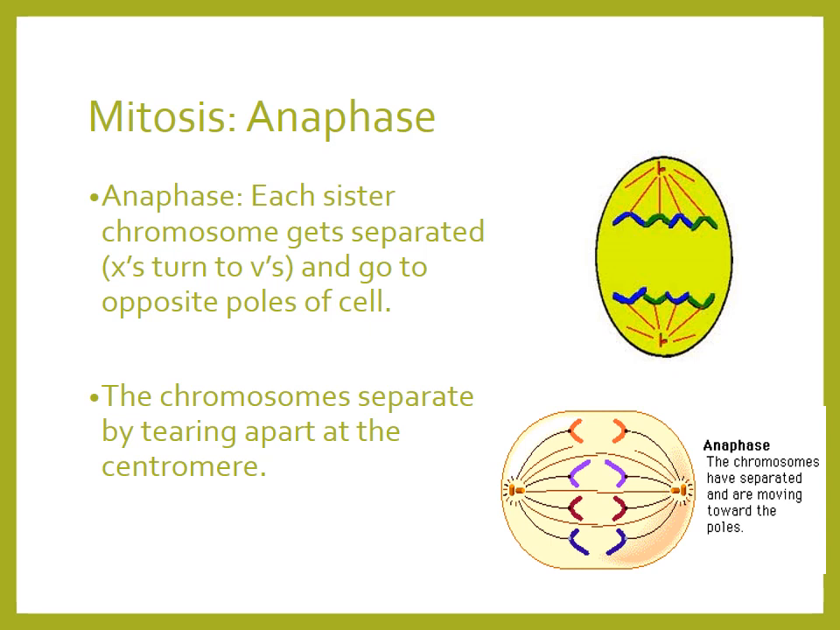The next one is anaphase. Anaphase, so each sister chromosome gets separated. So our X chromosomes pull apart and turn into V's, and they go to opposite sides of the pole, or opposite poles of the cell, rather. So you can see on the right diagram, either of those diagrams, that they were once X's that are now pulled apart into little V's, or U's, depending on which way you look at it. The chromosomes separate by tearing apart at the centromere. The centromere is the middle of the X that holds it together.